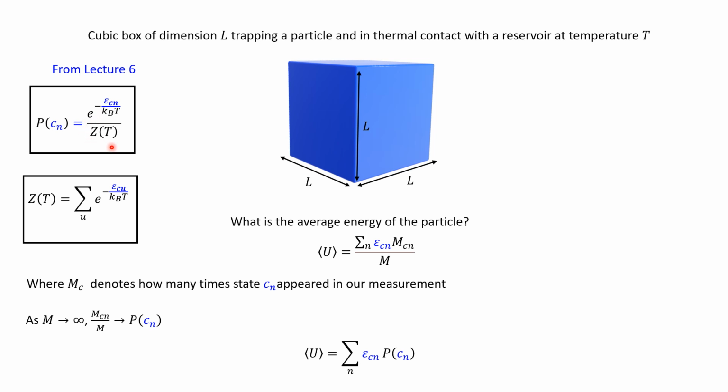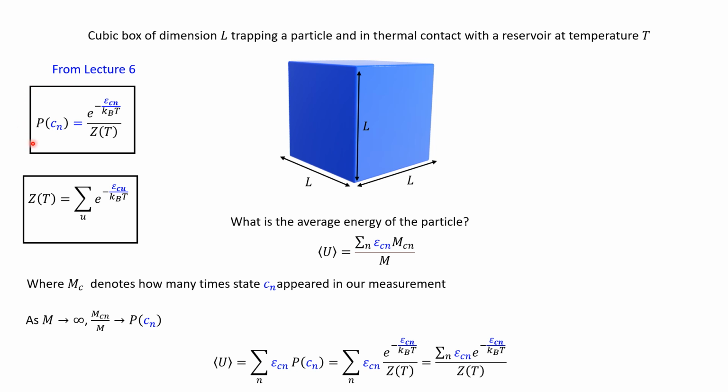Recall that this term here is the partition function, so this sum runs over all states of system A, our system particle in a box, and this is the energy of the state Cn. So using the expression for this probability that we derived in lecture 6 to obtain the average energy, we replace this term with this term, then the sum will be reduced to this form. So all we need to do now is to evaluate this sum to obtain the average energy.